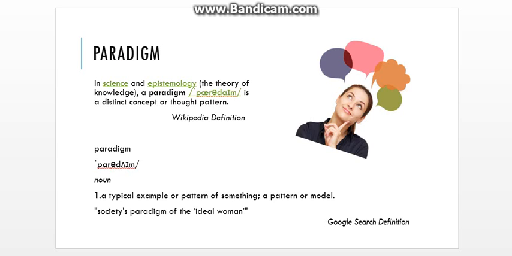So first of all, let's have a look at a paradigm. I've just very quickly done a quick Google search, and our definitions here come from Wikipedia first up. In science in particular, which is what we're looking at, but also in epistemology, which is the theory of knowledge, a paradigm is a distinct concept or thought pattern. Or the Google search definition would be a typical example or pattern of something, a pattern or a model. An example of this would be society's paradigm of the ideal woman, and we can look critically at that as well.